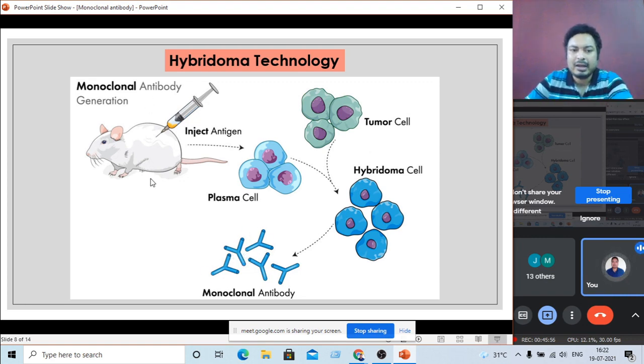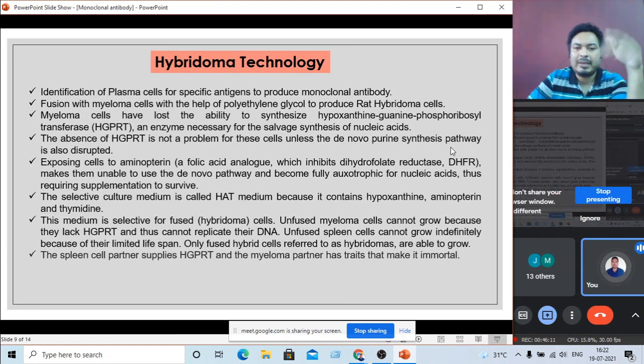Okay, so this is the normal detailed technology, but it is somewhat longer because some other steps are also there. Now we discuss the other steps related to the hybridoma technology. These are the basic steps of the hybridoma technology. We go for the first step: identification of plasma cell for specific antigens to produce monoclonal antibody.